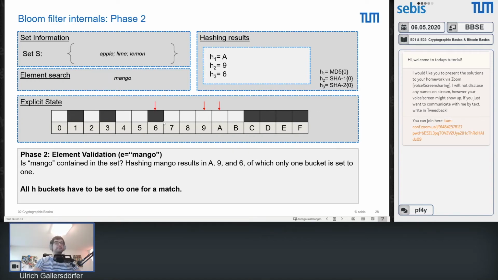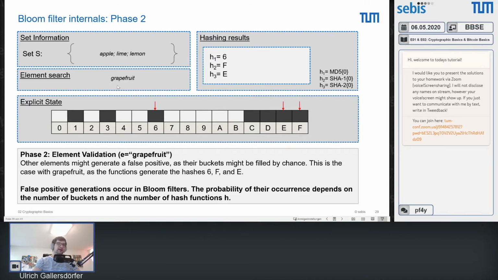So that's very powerful here, because we know it was never there. And now we have a third fruit, the grapefruit. We never added the grapefruit to the set beforehand, but now let's check the bloom filter. So when we hash it, 6, F, and E are outputted. And let's check these. So 6 is set to 1, F is set to 1, and E is set to 1. So our bloom filter returns true because all the buckets we looked for are set to 1.